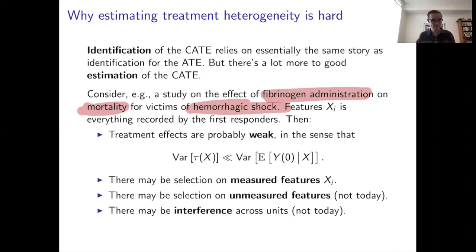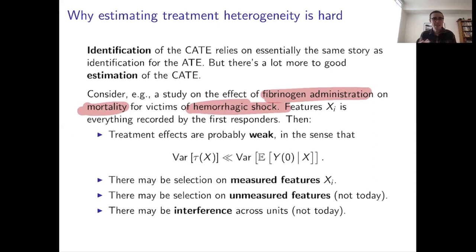Realistically, this is data collected by first responders. You could imagine that there's some people, you get to them, you see that they're so severely injured that there's nothing you can do to help them. They're very likely to die regardless. On the other hand, you might come to other people and see that they're bleeding, but essentially they're mostly fine and they're going to survive regardless. There might be some group of people in between who are on the fence and where administering fibrinogen early might really make a difference.